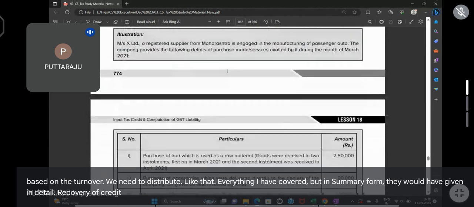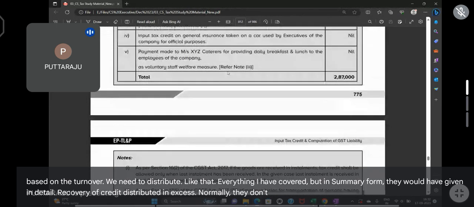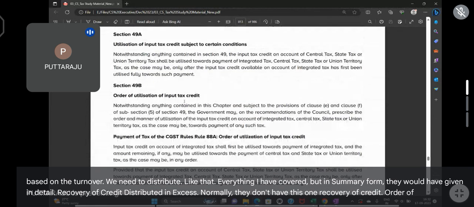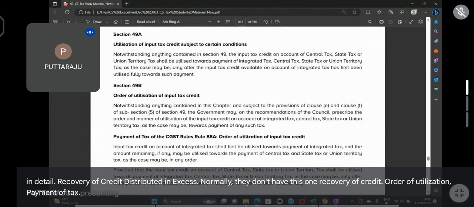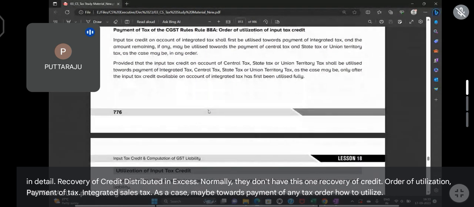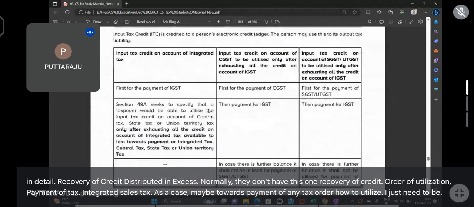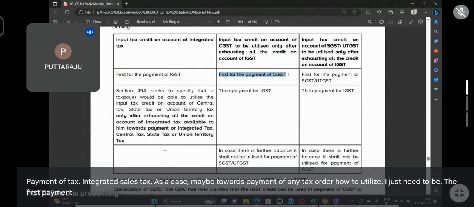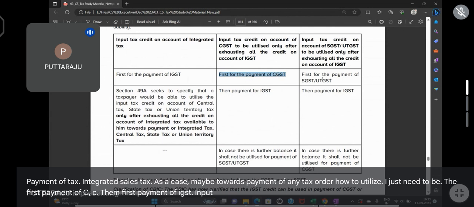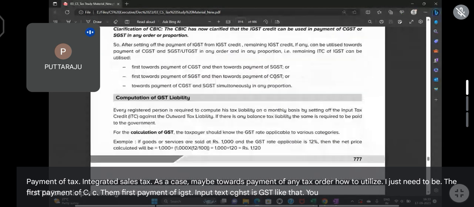Recovery of credit distributed in excess. Normally, they don't ask this one. Order of utilization, payment of tax: Integrated tax, as the case may be, towards payment of any tax. The order of how to utilize IGST: first payment of IGST, then CGST, SGST, UTGST, like that you have to use it.